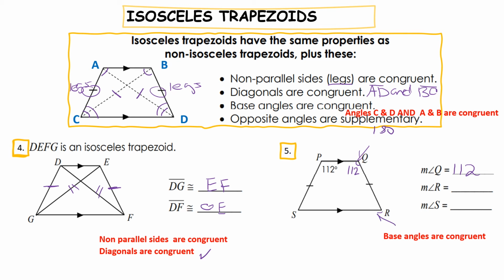So to find angle R, I could subtract 180 minus 112. And that is going to give me 68. So the measure of angle R is 68. So if the measure of angle R is 68, the measure of angle S is also 68 because the base angles are congruent.